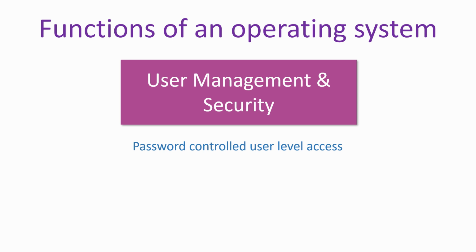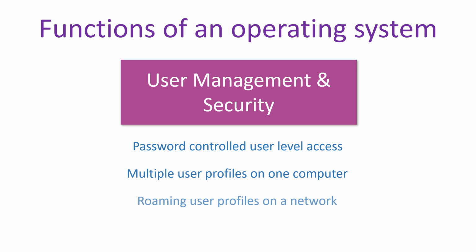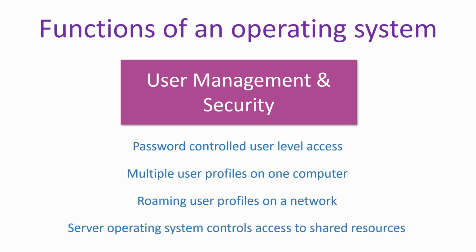This is called authentication. There can be multiple user profiles on a single computer, so that different users can have their own personal settings. An operating system might also support roaming user profiles on a network, so that users can move comfortably between computers. A server operating system controls users' access to shared resources such as folders and printers.